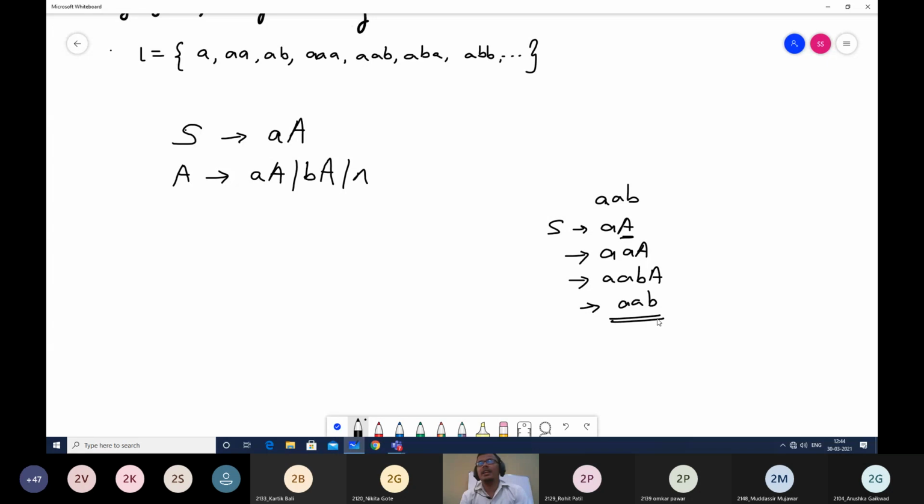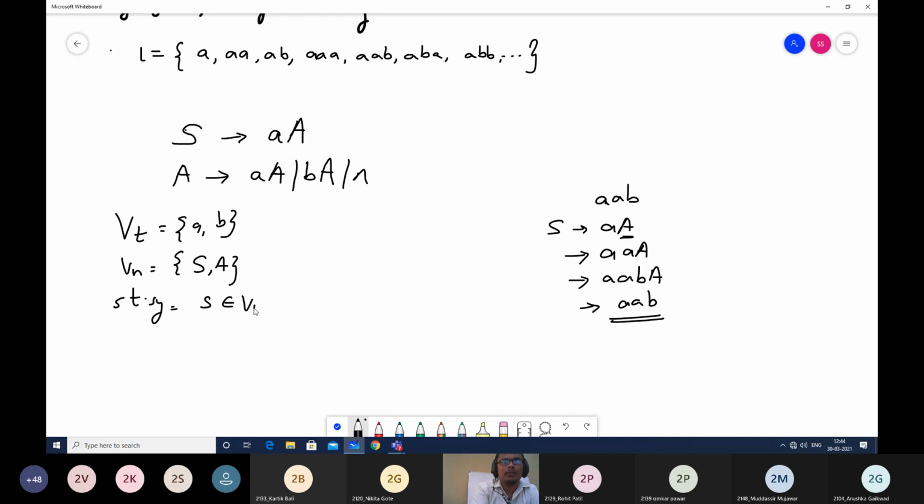So we'll accept a string like AAB. What will be our 4-tuple now? VT will be A, B; VN will be S and A; the starting symbol is S. Is it clear? This is our production rule.